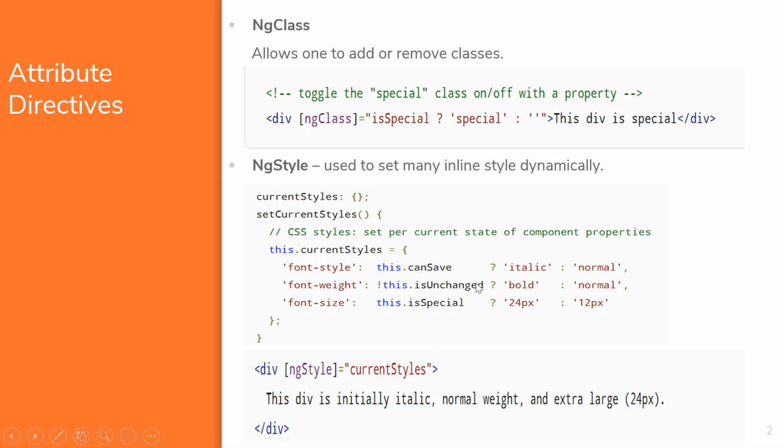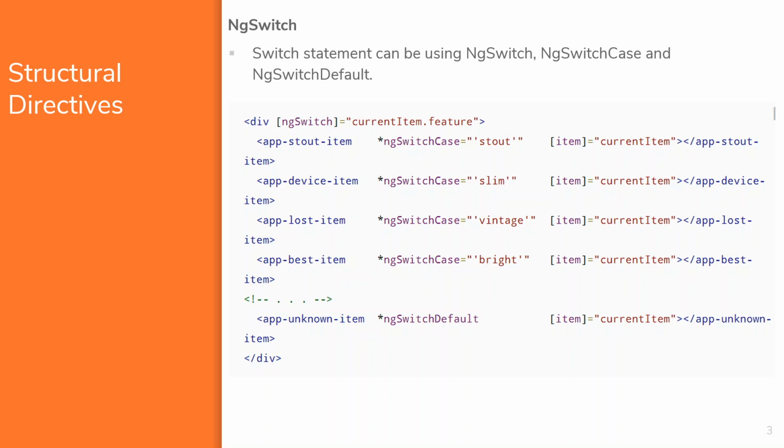Based on this value, it is set to either italic or normal, and based on this value, it is set to either bold or normal, and based on this value, it is set to either 24 pixels or 12 pixels. Then in the template, we are just using this object, which in turn refers to these variables and has these values for these properties. This is a really useful feature, since we can set different styles based on the values we compute in the component class. So those are the additional attribute directives along with ngModel.